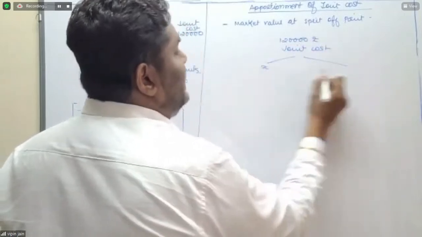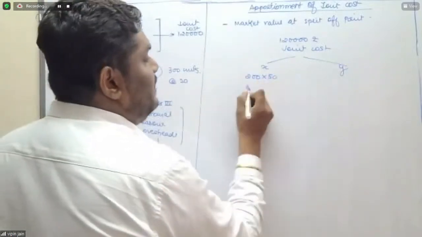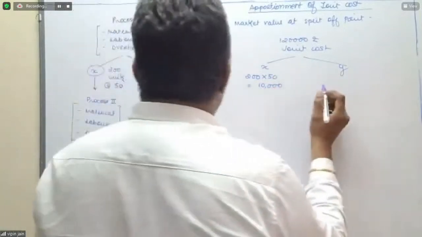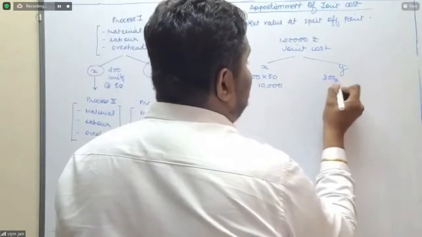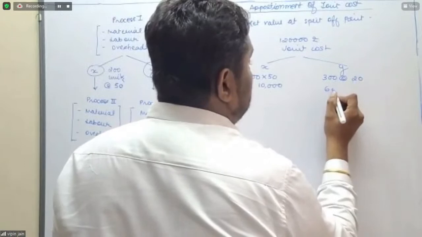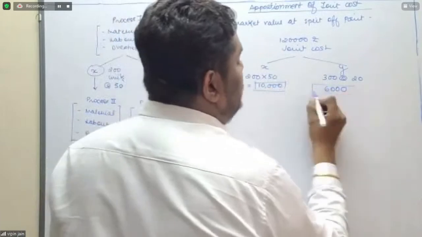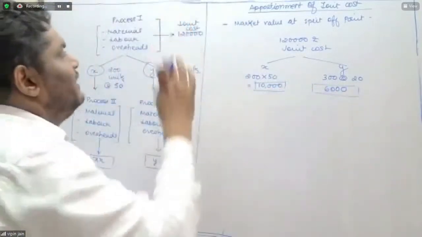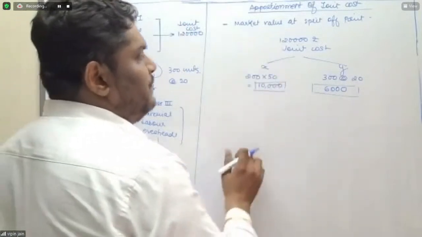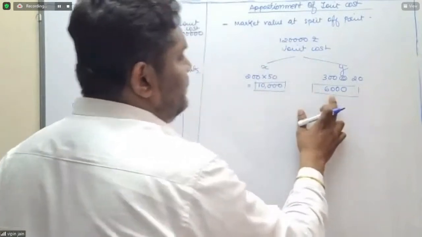When talking about market value, the market value of X will be 200 into 50, that is 10,000. And the market value of products of Y is 300 units at the rate of 20, that is 6,000. So now we have the market value of the products that are output of the first process. So we can allocate the joint cost in this ratio. So 1,20,000 shall be distributed in the ratio of 10:6.